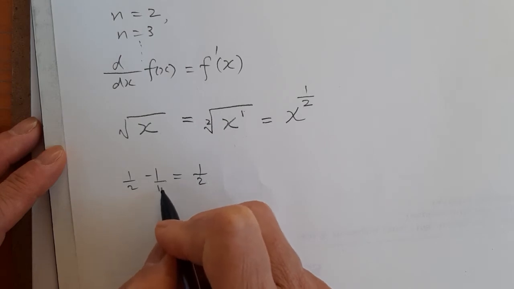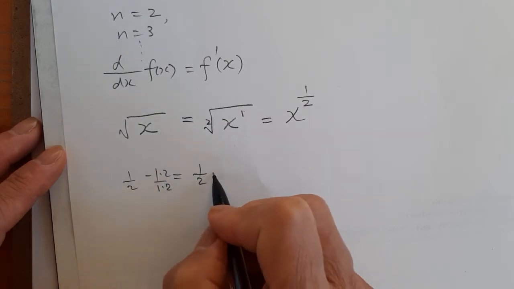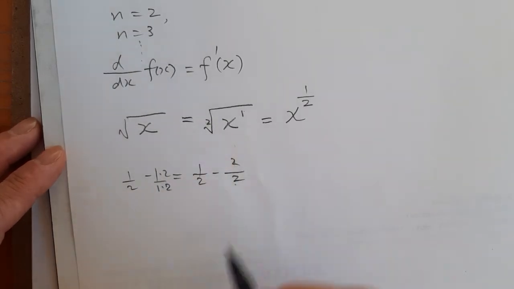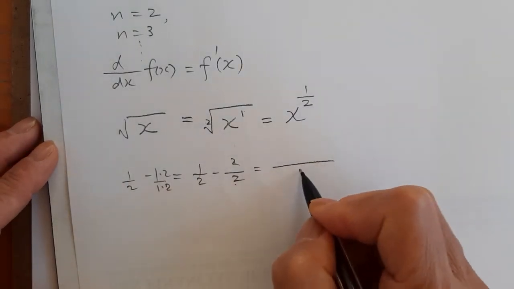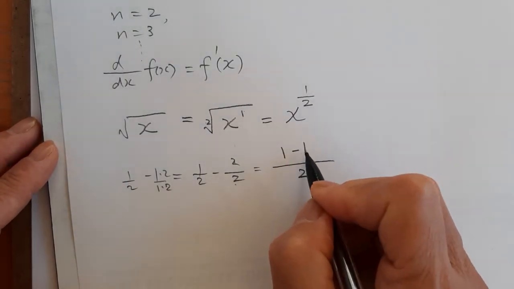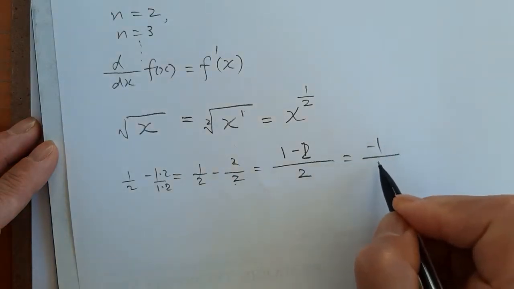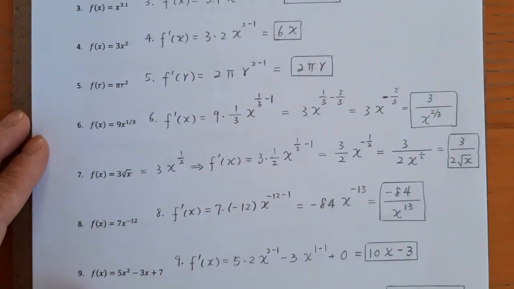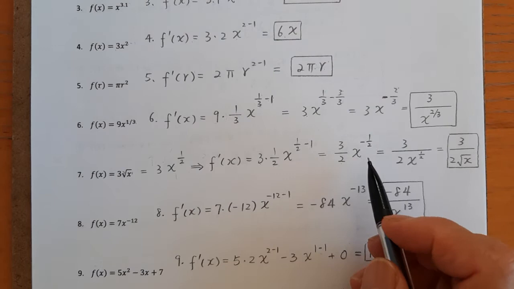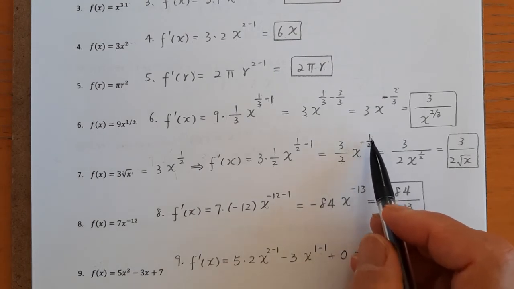1 over 2 minus 1: 1 is 1 over 1, times 2 on both sides, it becomes 2 over 2. Same denominator 2, numerator subtraction: 1 minus 2 is negative 1 over 2. So it's x to the power negative 1 over 2.